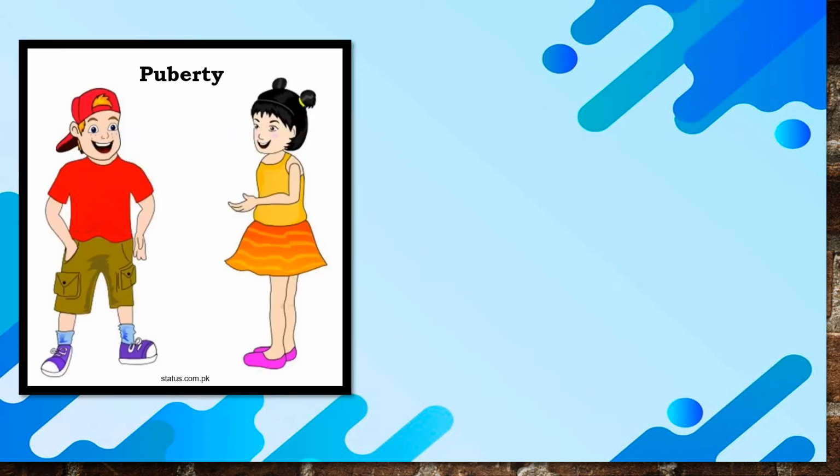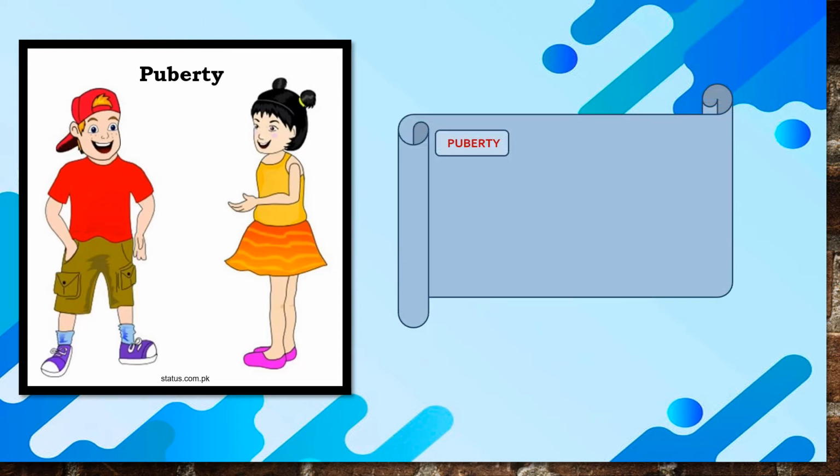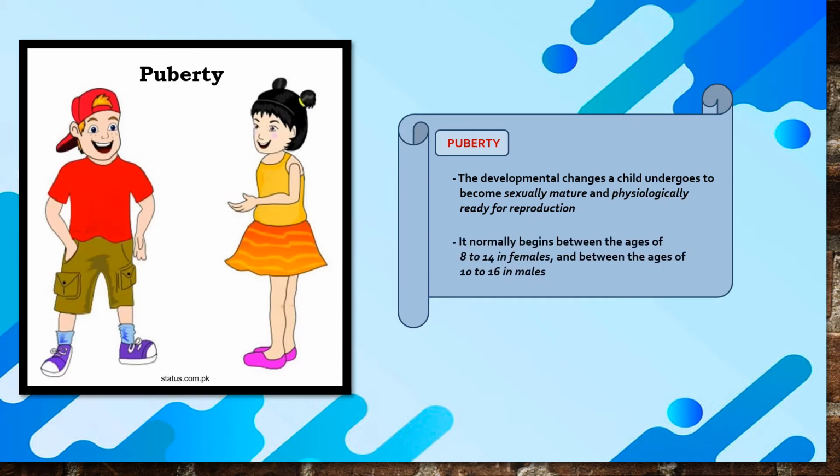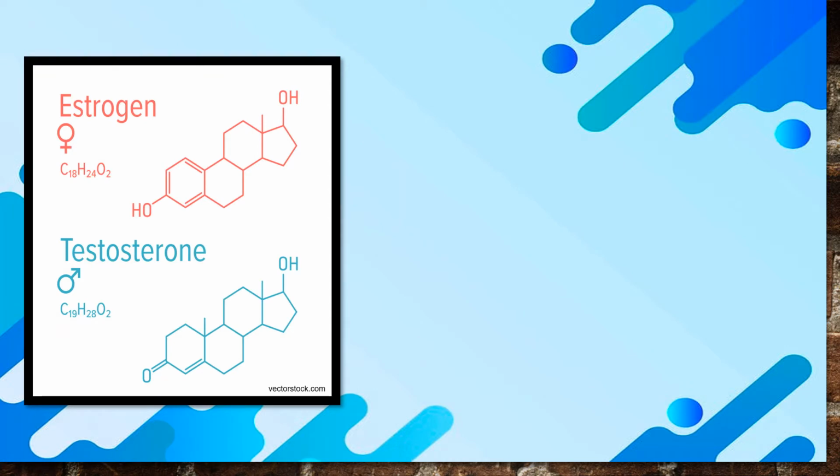At your age, you already experienced physical and emotional changes, right? That is called puberty. So what is puberty? Puberty is the developmental changes a child undergoes to become sexually mature and physiologically ready for reproduction. It normally begins between the age of 8 to 14 in females and between the age of 10 to 16 in males. Hormones are responsible for those changes in your body.